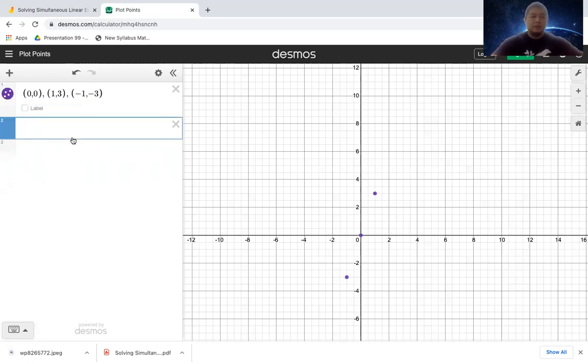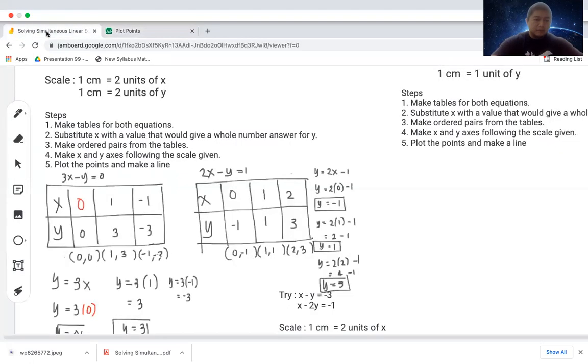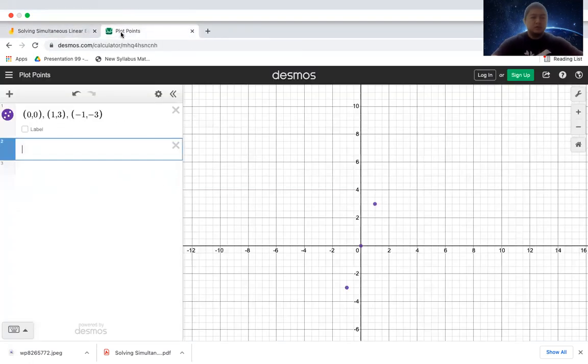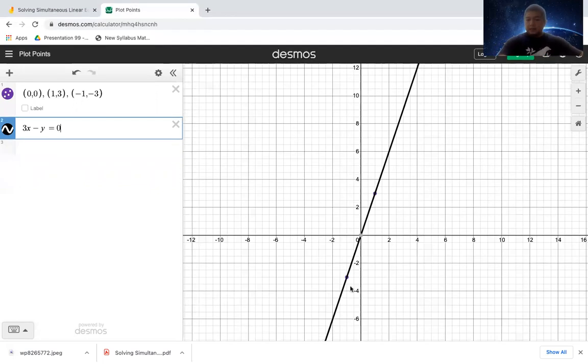And what you need to do next is to connect these points and extend the line that you're going to have. So let's say this equation is equivalent to 3x minus y is equivalent to 0. So I will just have 3x minus y is equivalent to 0. And this is the point that you guys plotted and extended, connect them to make a line.